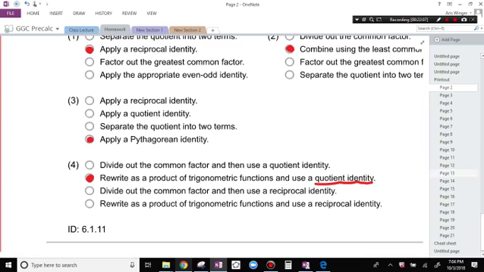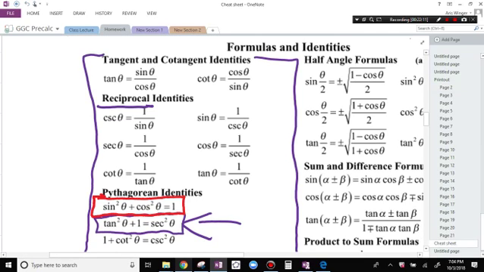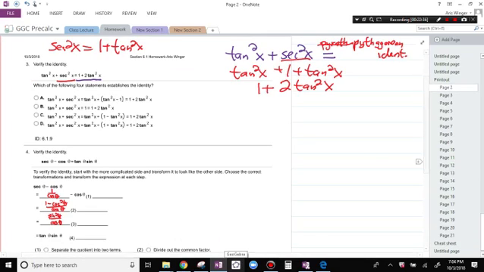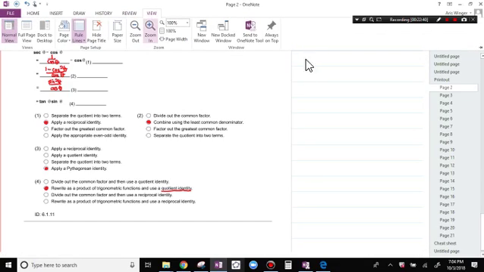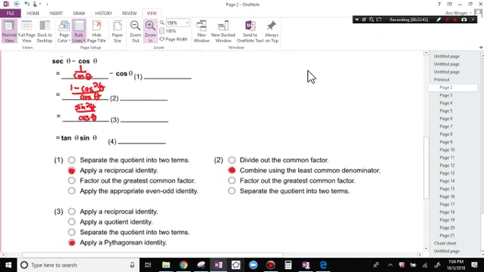Let's be clear about what a quotient identity is. I think they have it here. Oh, so this cheat sheet calls these tangent and cotangent identities. These are also called quotient identities. My math lab calls them quotient identities. Okay, so I think that's all, right? View, zoom in. I'll take any questions.